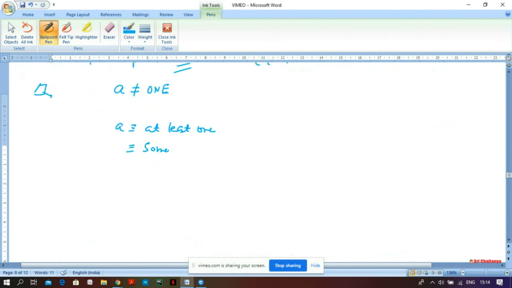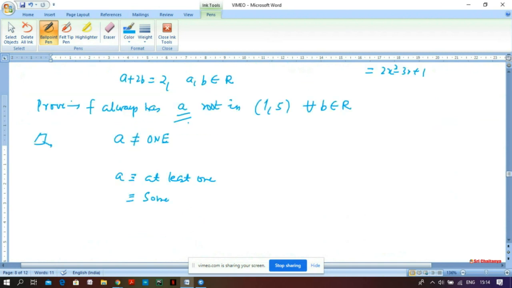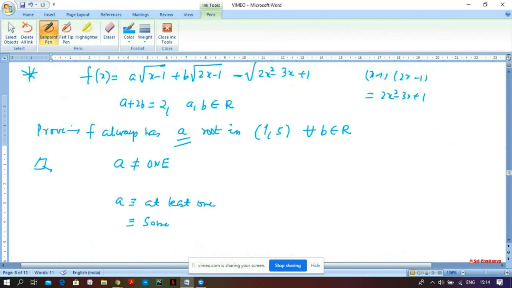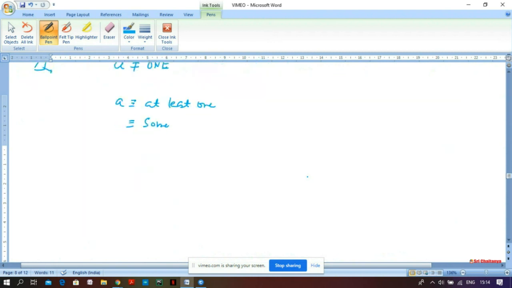Now, when you look at this problem, you can't solve for all a and b. And the problem does not ask you to solve. They just ask whether it has a root in a given interval. Now, which theorem comes to your mind?